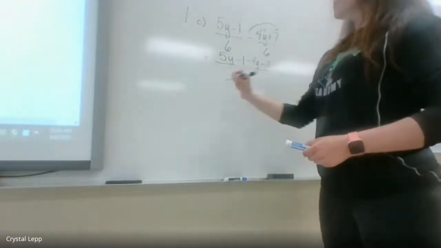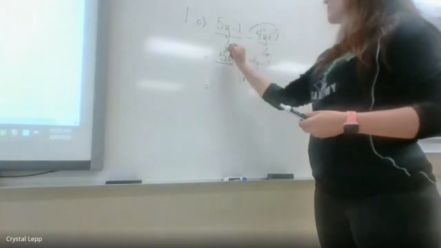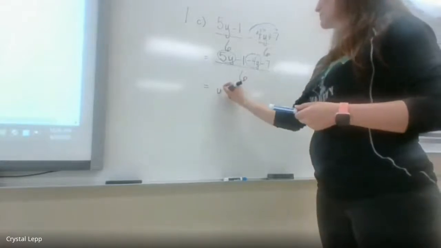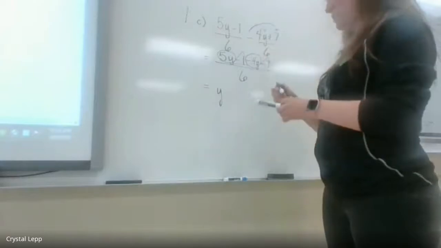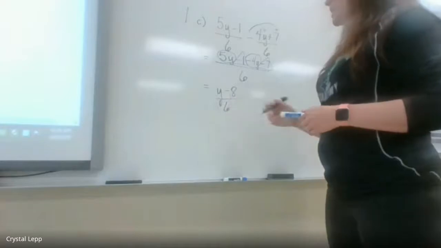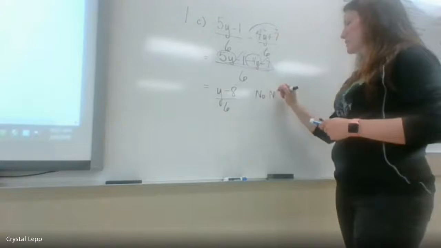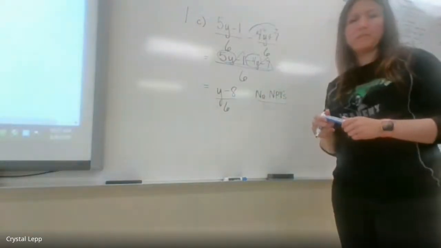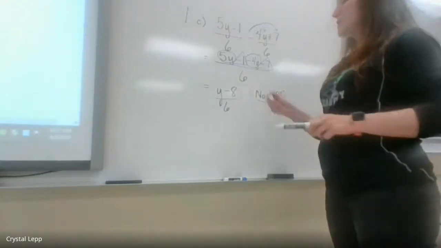That's the only extra step, because we have the subtraction there, and now we can collect like terms like we did before. So we have 5y minus 4y is y. And then we have minus 1 minus 7, which is minus 8 over 6. And then I have to state NPVs. There aren't any, because I have a 6 in the denominator. And remember, 6 can never be 0, and the only place we get NPVs is if we actually have a variable equal to 0.